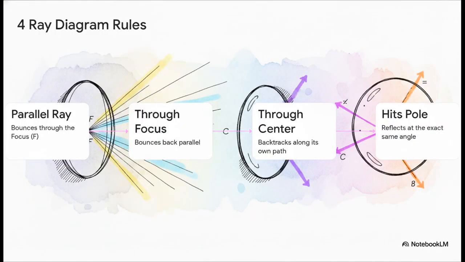I know drawing ray diagrams can seem super intimidating at first, but it's incredibly simple because you only ever need 2 of these 4 rules to find an image. Rule 1, a ray coming in parallel bounces directly through the focus. Rule 2 is just the exact reverse. A ray passing through the focus bounces back parallel. Rule 3, a ray going through the center backtracks perfectly along its own original path. And Rule 4, a ray hitting the pole directly reflects at the exact same angle. Pick any 2 of those rays, trace them, see exactly where they cross, and boom, there's your image.